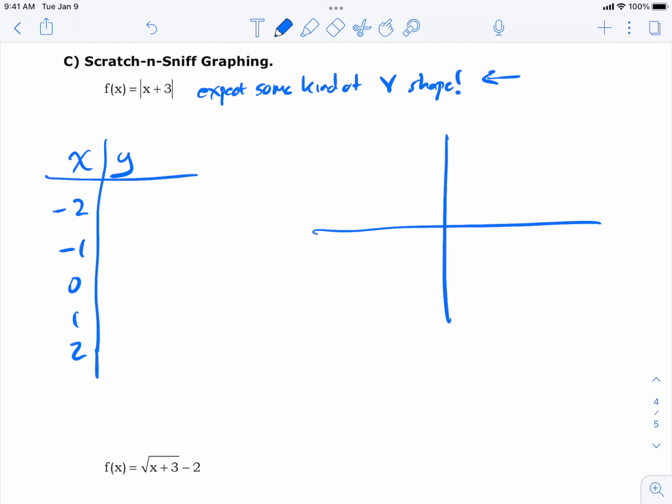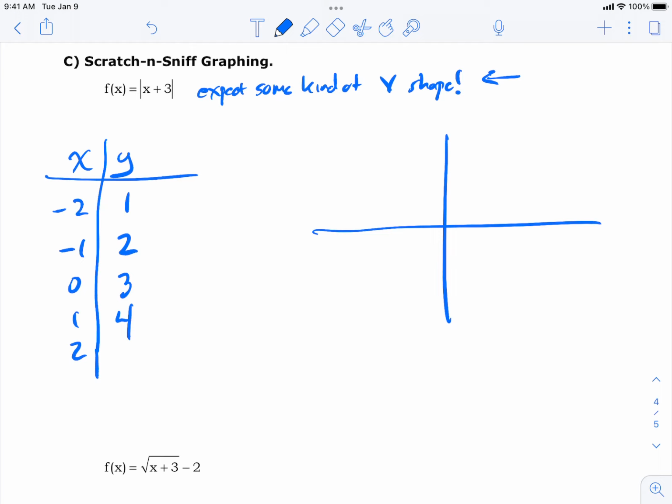If I plug in -2, what have I got here? The absolute value of -2 plus 3. What's that? That would be the absolute value of 1. That would be 1. Okay, let's plug in negative 1. So the absolute value of negative 1 plus 3. What's that? Well, negative 1 plus 3 is 2, and the absolute value of that would be 2, right? So that's a 2. If I plug in a 0, what do I get? Well, 0 plus 3 is 3, the absolute value is 3. If I plug in a 1, what do I get? 1 plus 3 is 4, the absolute value is 4, and so on.